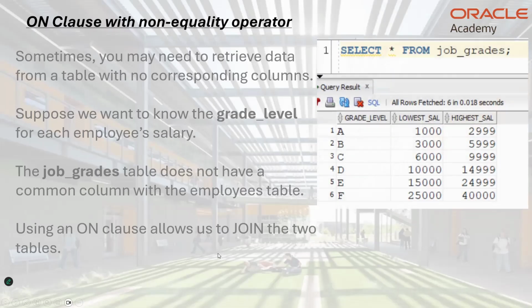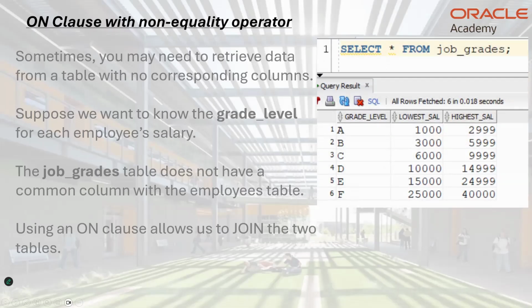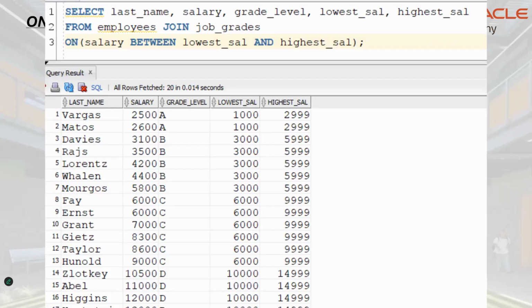So take a look at this. This is what's in the job grades table. It has a grade level, a lowest salary, and a highest salary. So how do we use that? And then I'll take a look at this query.